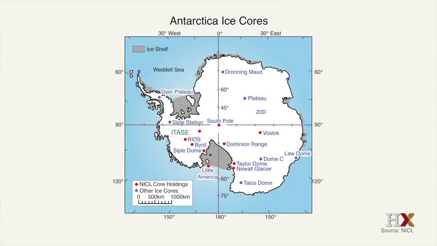Now, that's very bad if you want a very high-resolution climate record, but it's very, very good if you want a very old climate record. So the ice cores drilled down near Vostok record some of the oldest ice that's been recovered.